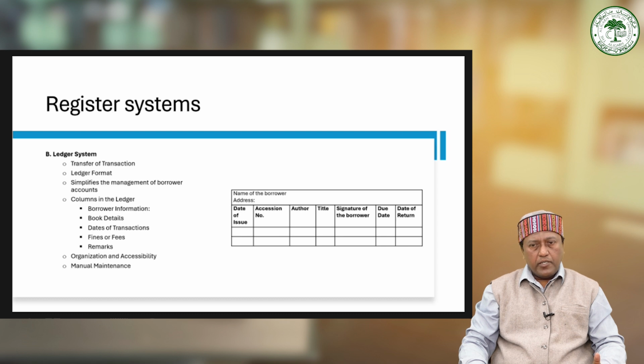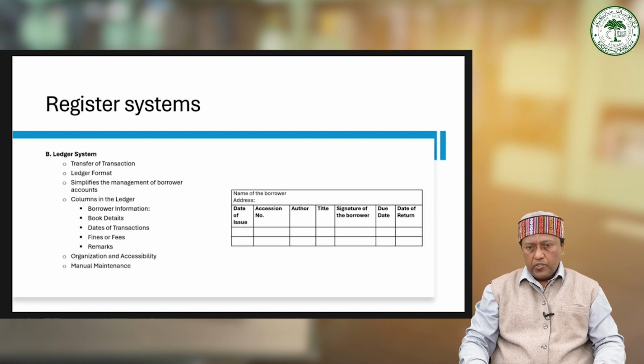So we have a ledger format here. This ledger consists of numbered pages with one page allotted to each borrower, and the allocation facilitates the tracking of individual borrowers' transactions, and simplifies the management of the borrower's account. And what are the columns here? You can see the columns in the ledger: the borrower information, then book details, and dates of transactions, then fines or fees, and then remarks. These all are the columns which need to be filled up in the ledger system.